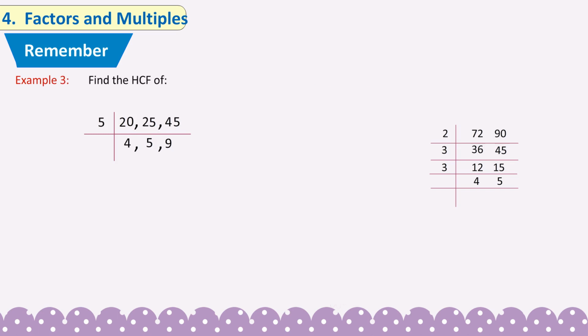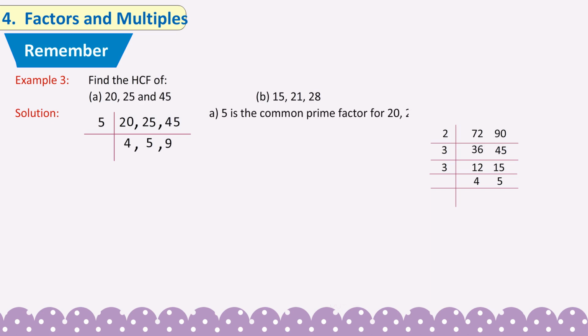Find the HCF of A. 20, 25 and 45, B. 15, 21 and 28. Solution. A. 5 is the common prime factor for 20, 25, 45. Thus, 5 is the HCF of 20, 25 and 45.